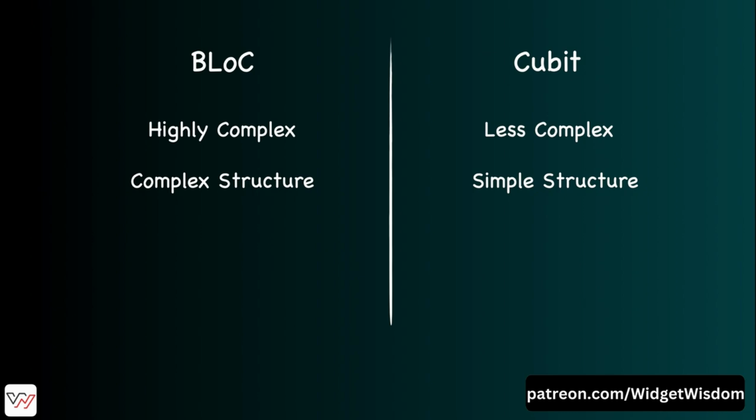Then let's talk about the structure differences. In the case of Bloc, you have to define both the event and the state. This gives you more control but adds a bit of extra work. For example, in the news app, you need to define a fetch news event and have states for loading, success, and error. But in Cubit, you don't need to define events, just methods that update the state, and this simplifies things a lot.